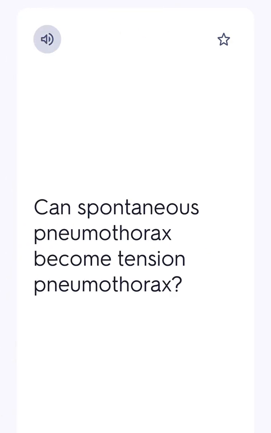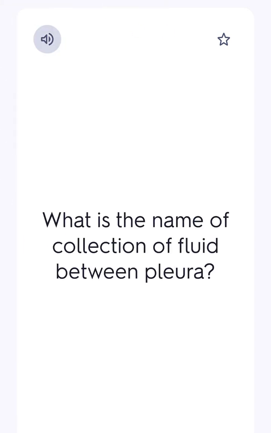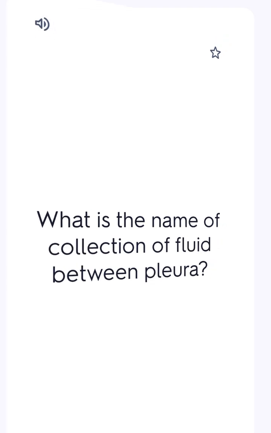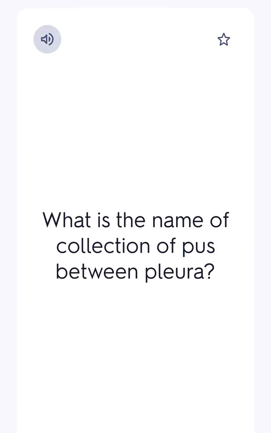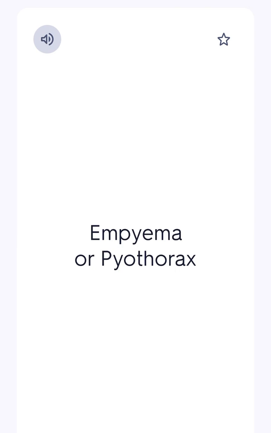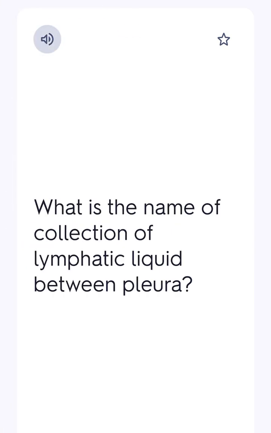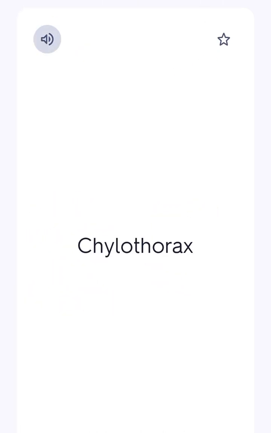Can spontaneous pneumothorax become tension pneumothorax? Yes. What is the name of collection of fluid between pleura? Pleural effusion. What is the name of collection of pus between pleura? Empyema or pyothorax. What is the name of collection of lymphatic liquid between pleura? Chylothorax.